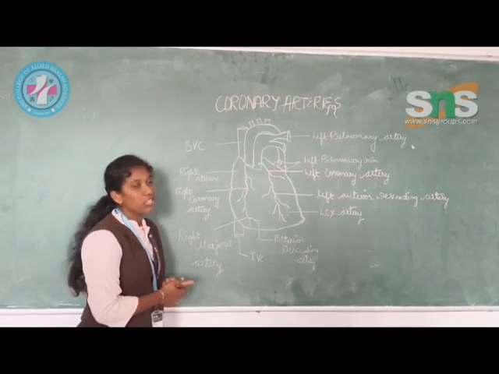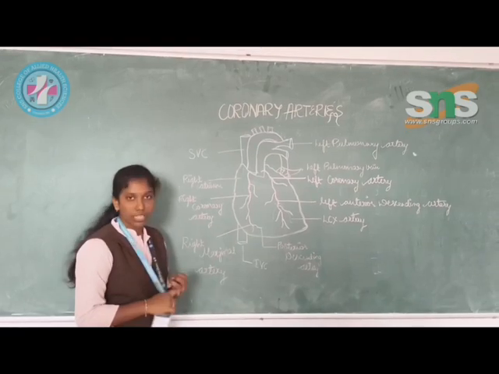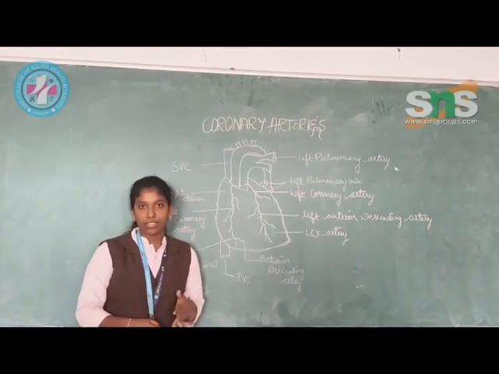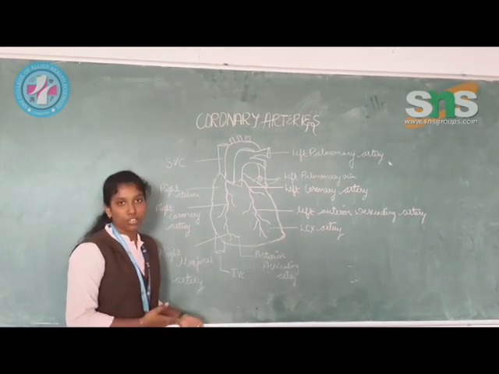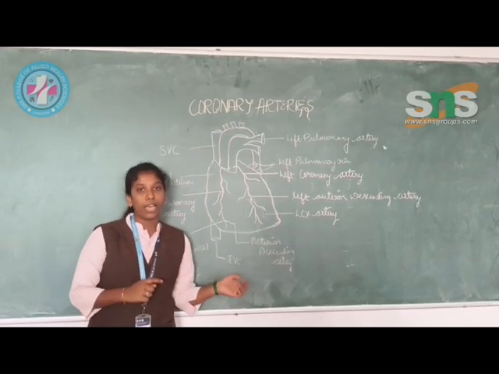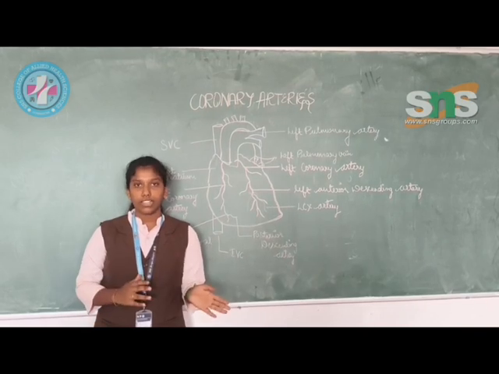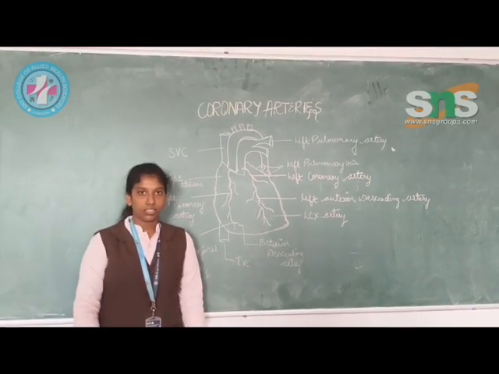And then posterior interventricular branches. The posterior interventricular artery has 3 branches: posterior interventricular artery, posterolateral branches, and posterior descending artery. These supply the posterior ventricular branches, right ventricular branches. Let us see about the right coronary artery's course. It arises between the pulmonary trunk and the right auricle, and enters the right anterior coronary sulcus.